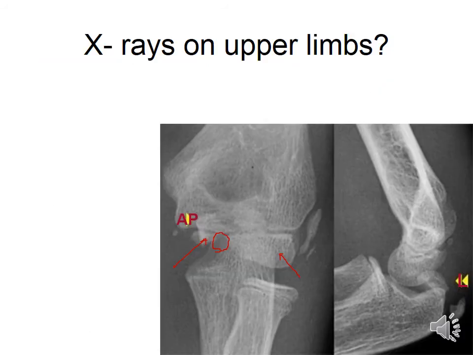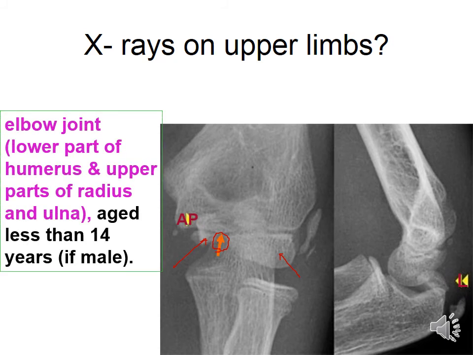So this is an X-ray of the upper limb, the elbow joint. Most ends seem not united, so I ask myself what unites first. It is the trochlea and capitulum uniting together at the age of 14 in males. They are not united here. Remember, in the X-ray, bones are white, air is black. So the non-union is represented as black color between the bones. Here, there is separation between trochlea and capitulum. So this is the answer: elbow joint, lower part of humerus and upper parts of radius and ulna, aged less than 14 years if male.